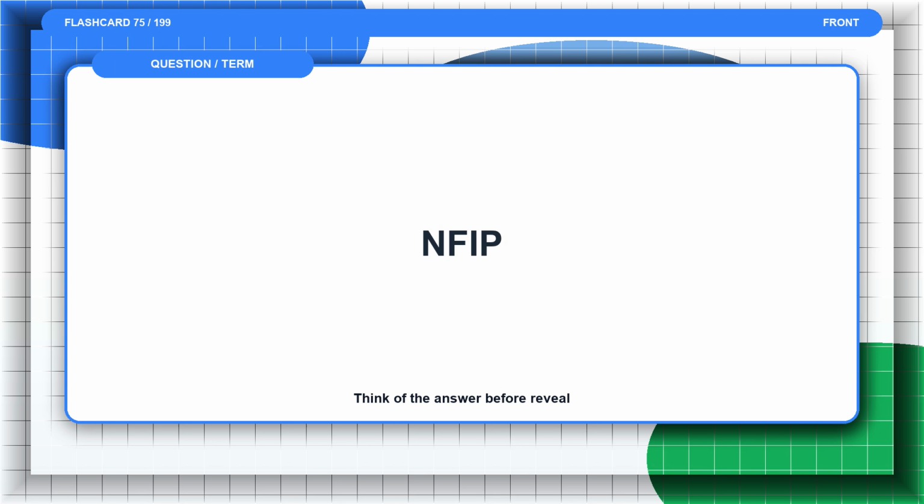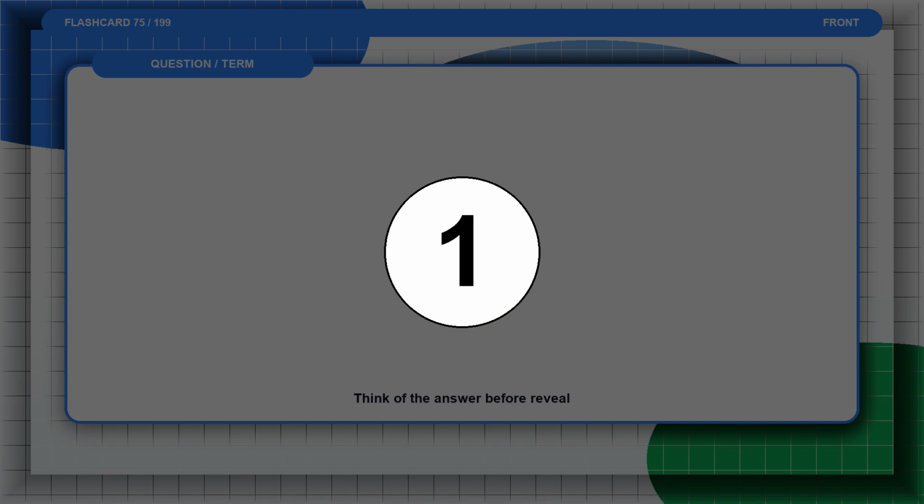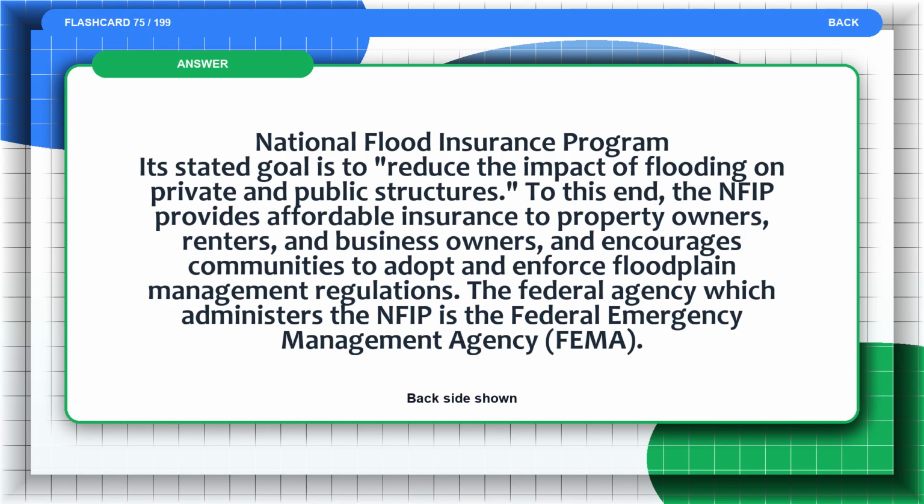Flashcard 75. NFIP. Pause and think of the answer before the reveal. The answer is National Flood Insurance Program. Its stated goal is to reduce the impact of flooding on private and public structures. To this end, the NFIP provides affordable insurance to property owners, renters, and business owners, and encourages communities to adopt and enforce floodplain management regulations. The federal agency which administers the NFIP is the Federal Emergency Management Agency, FEMA.